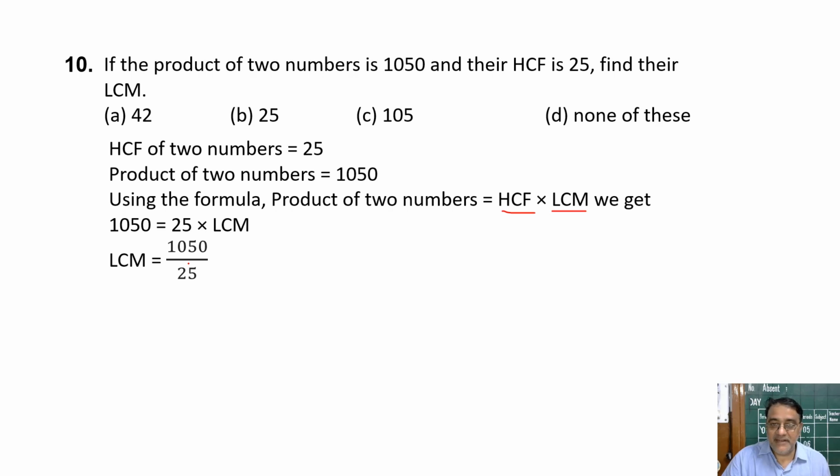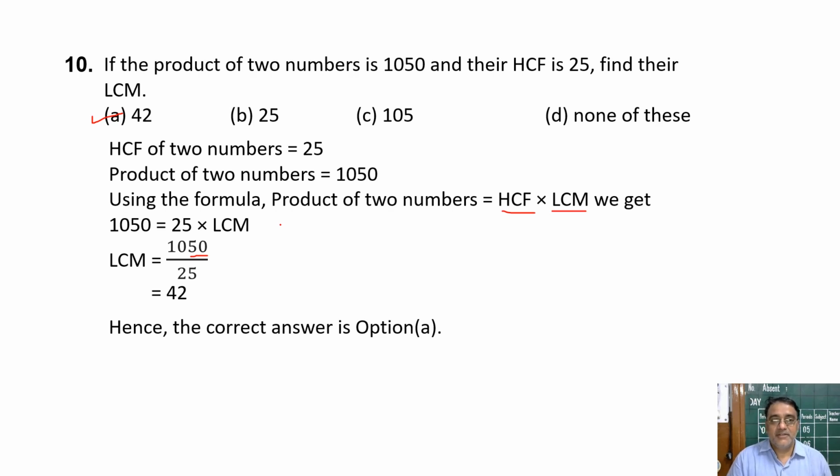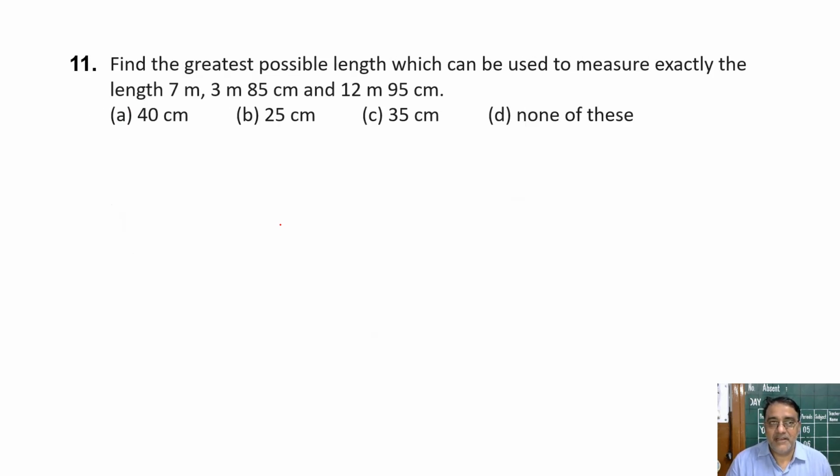So 25 से ये divide हो रहा है. 25 40 1000 होता है, and यहाँ पे 50 भी है, that is 2. So 42. So which option is the correct one? Option A. Option A, right. So now we are moving toward question number 11.